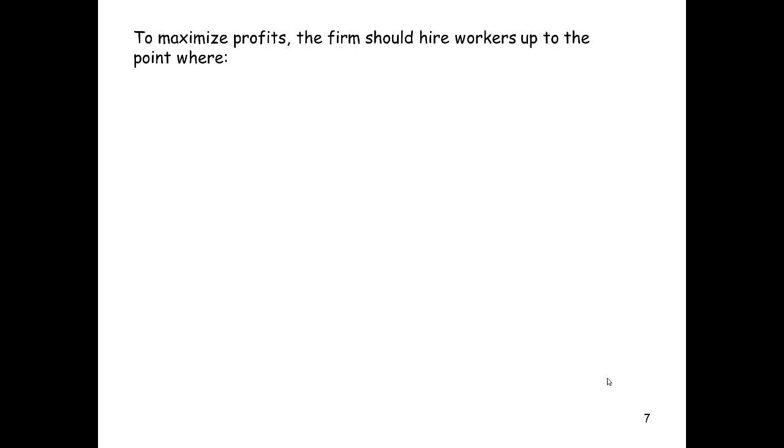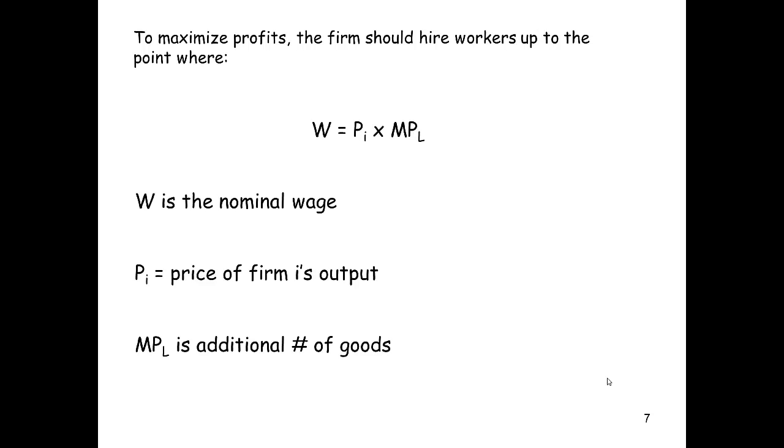So to maximize profits, the firm should hire workers up to the point where the wage is equal to the price of the output times the marginal product of labor. So W is the nominal wage, P sub i is the price of firm i's output, and MP sub L is the additional number of goods, and that denotes the marginal product of labor.